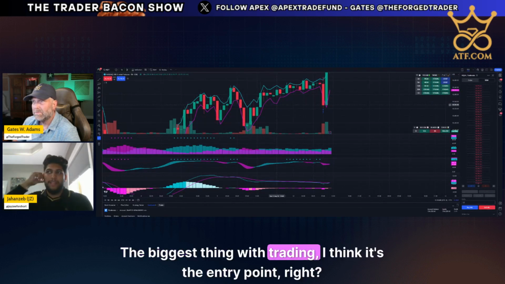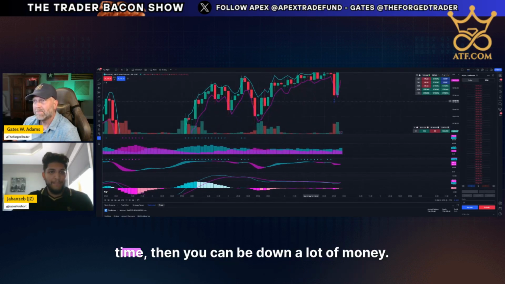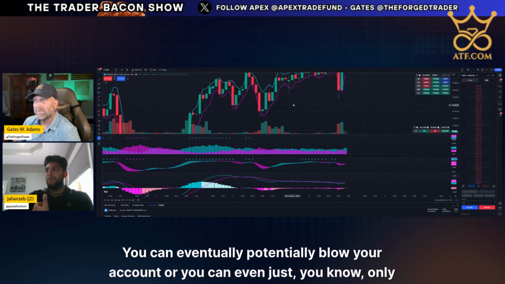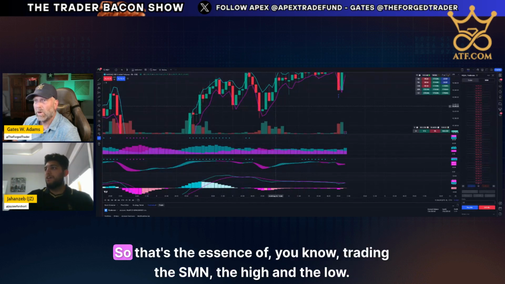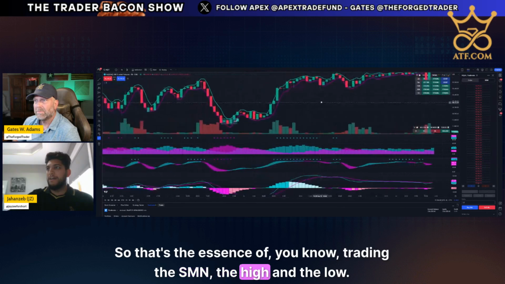The biggest thing with trading, I think, is the entry point, right? You can be right, but if you're not getting in at the right time, then you can be down a lot of money. You can potentially blow your account, or only get in at a point where you're really down and then just break even. So that's the essence of trading the SMA high and low.